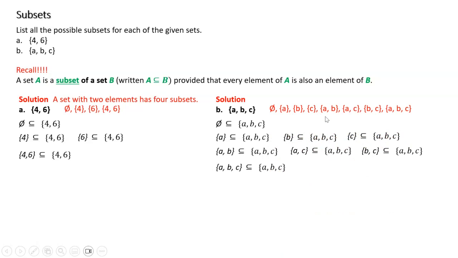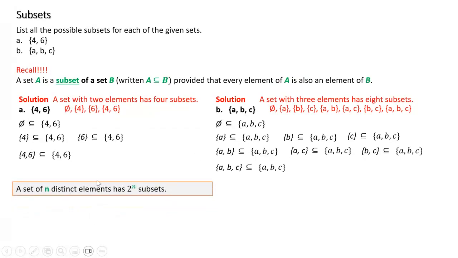We have 1, 2, 3, 4, 5, 6, 7, 8. A set with 3 elements has 8 subsets. So if it's asking to list them, this is what you have to do. List them, like for A and for B.